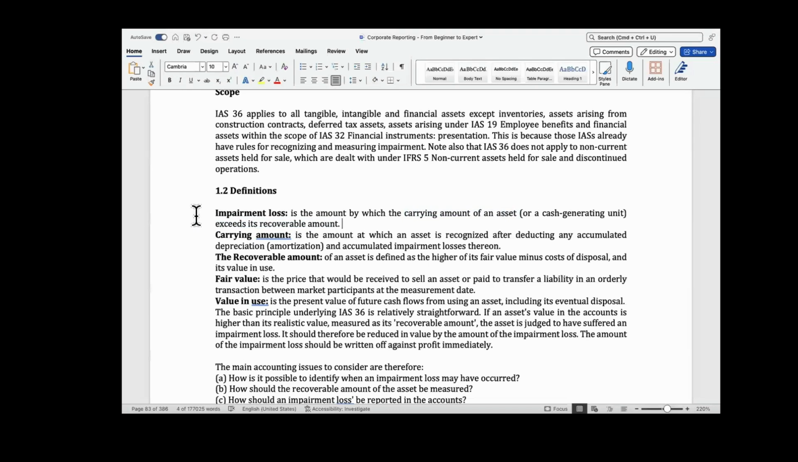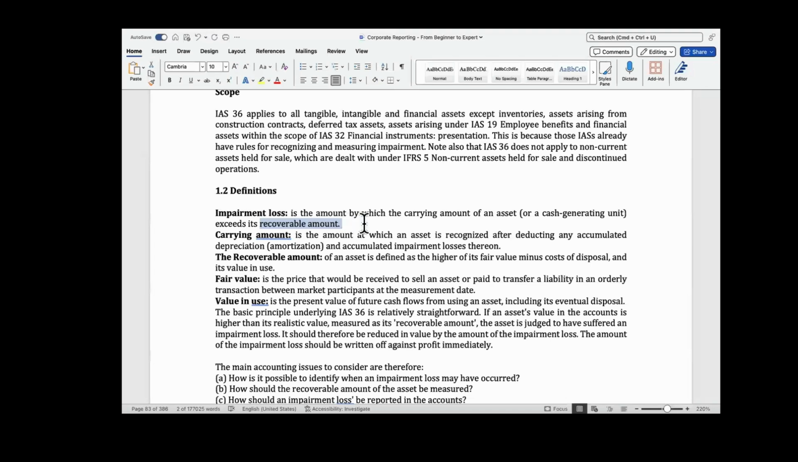That's an impairment loss. So whenever the book value, which is the carrying amount, is higher than what you can recover from that asset, that shows that the asset has been impaired and there is an impairment loss. Because if your book value is 50,000 and what you can recover is now lower than that, then that means the asset has suffered impairment.